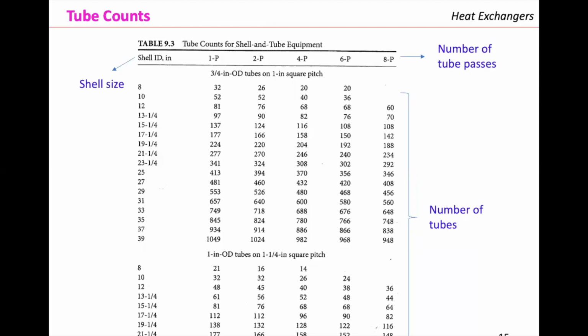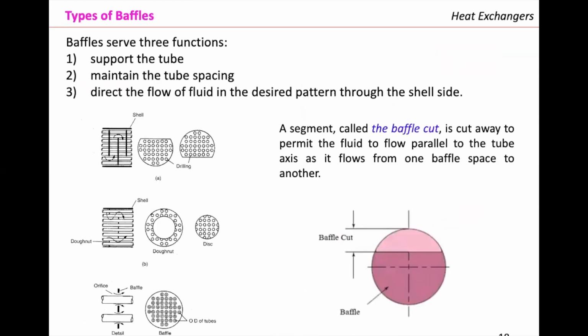So this table helps us to accommodate, in different geometries, like for example, 1 inch square pitch or 1/4 inch square pitch, the number of tubes depending on the number of passes you are designing, and you can select the appropriate nominal size of shell. And these tables are very long, and I think they are in chapter 12.